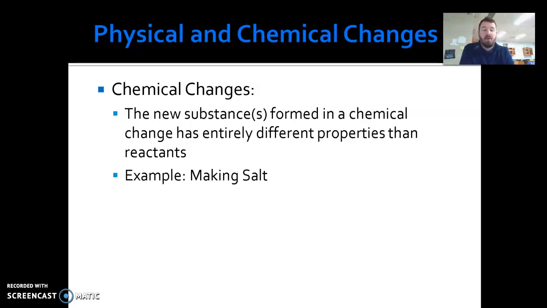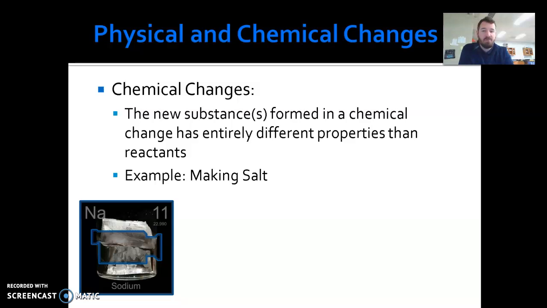And so making salt is another great example. We're putting together sodium, which by itself is a very reactive metal. Just putting a piece of sodium in water causes an explosion. Right, so eating pure sodium probably would not be a good idea. Your jaw would probably explode.